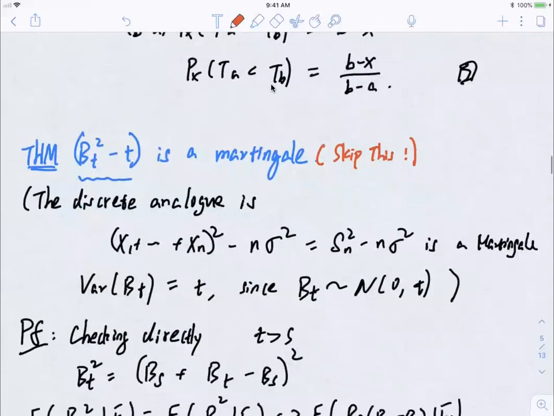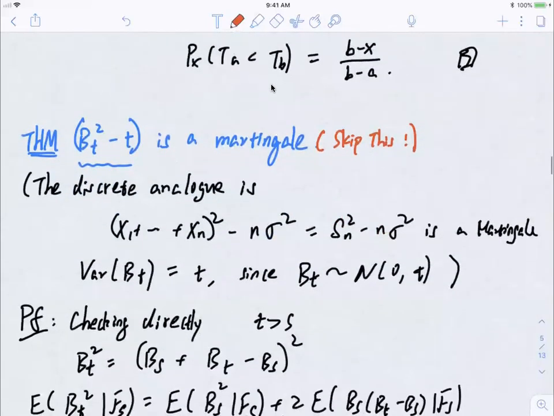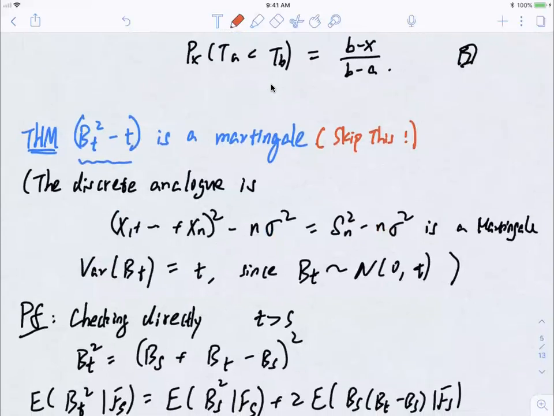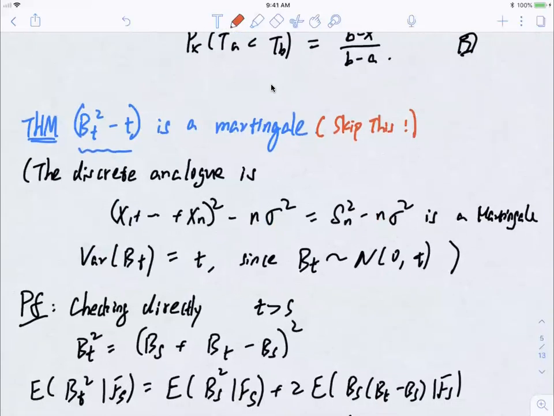Okay, the following theorem, I just want to skip that, but what it says is this: if you take B_t squared and subtract t, then you get a martingale. The proof is easier, but I want to emphasize that this is exactly the following. The discrete analog is this.